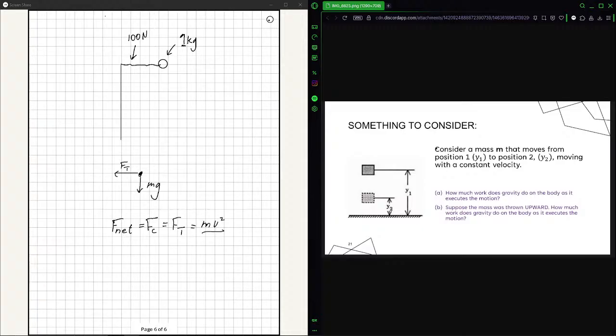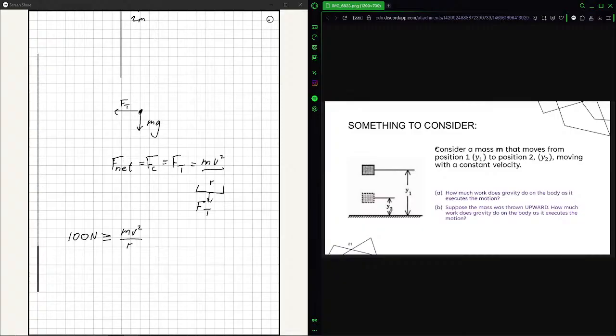And we're trying to find the maximum. Also, I'm going to give that the length of this rope is 2 meters. That's important. mv squared over r, so this is going to be equal to Ft. And we were also told that the maximum Ft allowed without the string breaking is 100 newtons. So we've got to find when this is greater than or equal to 100 newtons. Alright? We're just finding when it's equal. That's the velocity that will be needed to snap the string.